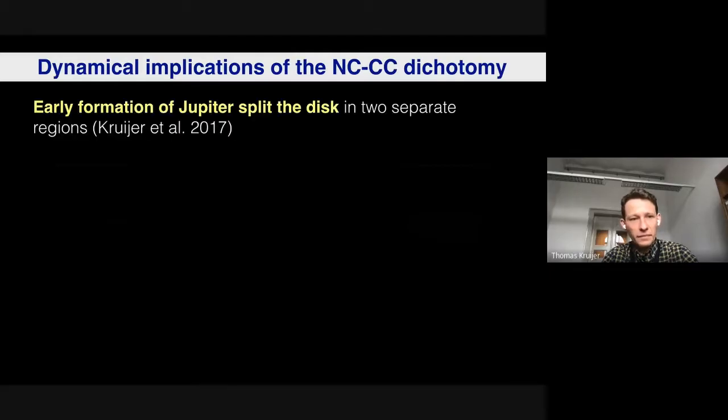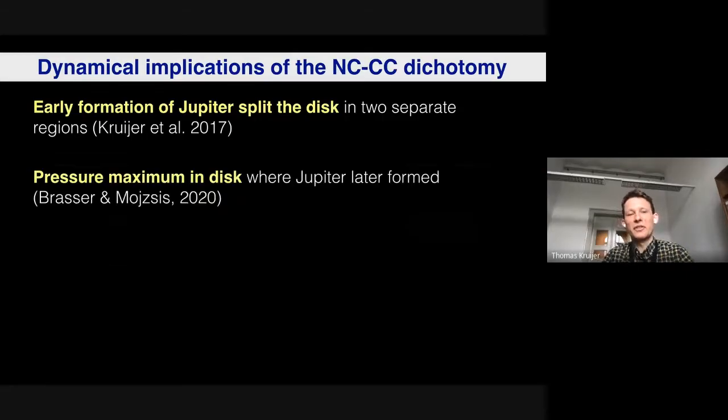Now, as I said, this is not a unique model. It is open to discussion and interpretation, and other observations may change this model. There have been some other suggestions that have been made. For instance, it has been proposed that it was not Jupiter creating this barrier, but instead it was a pressure maximum in the disk. This was suggested in a 2020 paper. And Jupiter would then have formed later at that location.